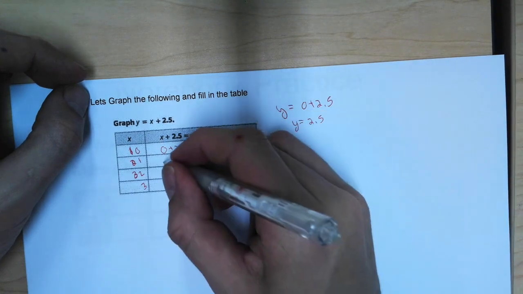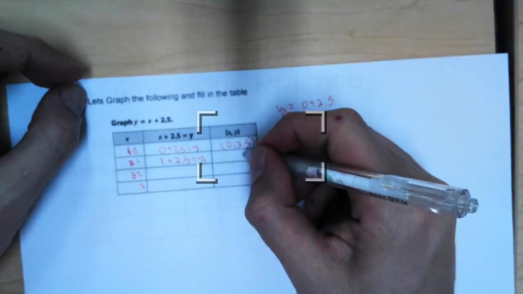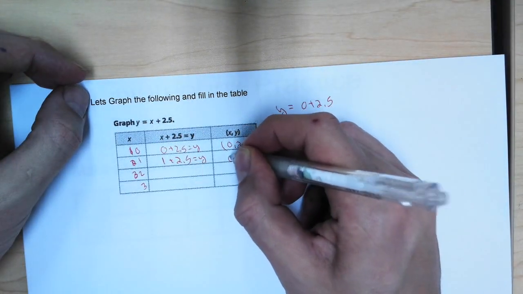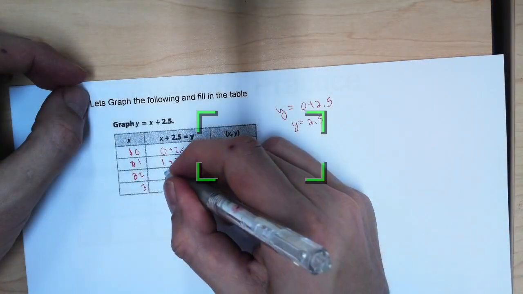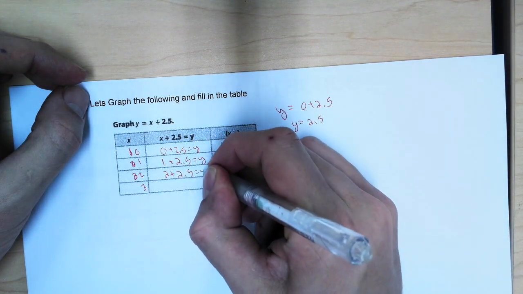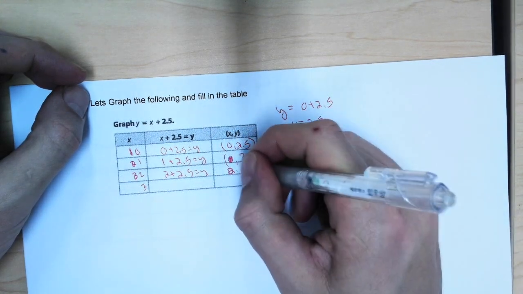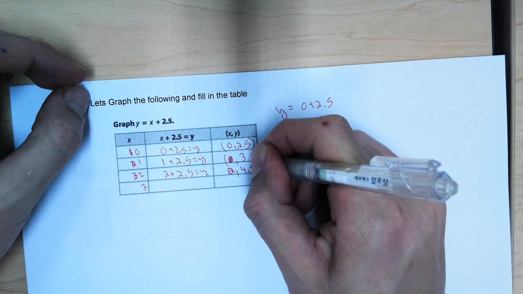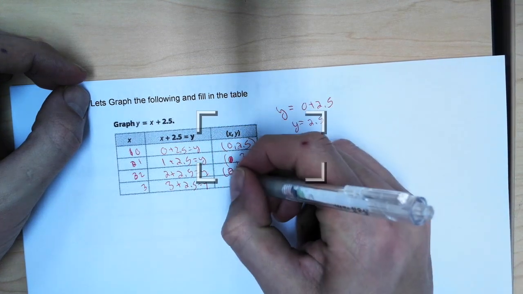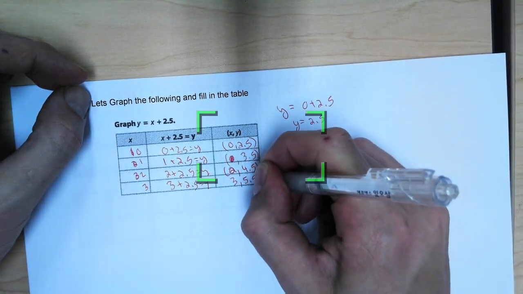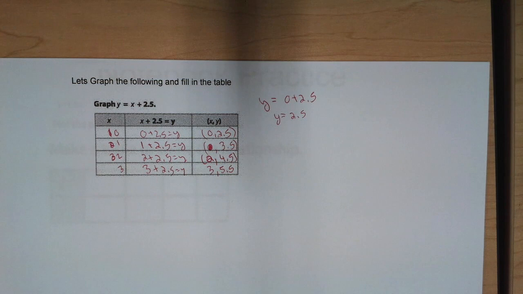The second question, if x is 1, y is 3 5/10. If x is 2, y is 4 5/10. And if x is 3, y is 5 5/10. I'm going to pause the video for a second, and I'm going to draw a graph for the following numbers. I encourage you to do the same.